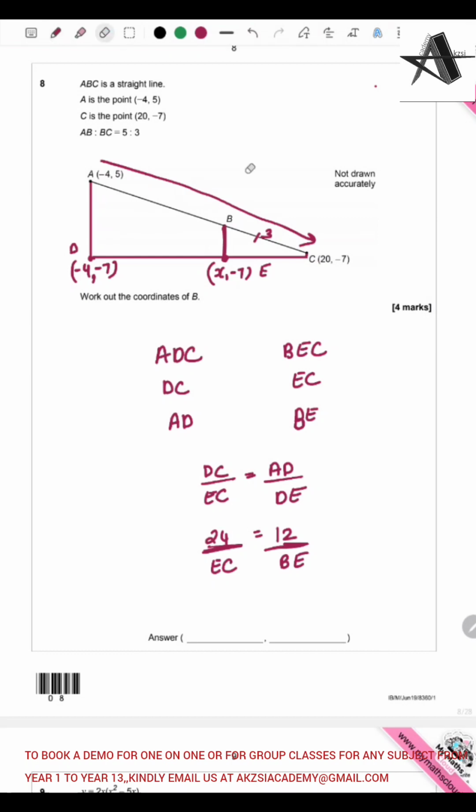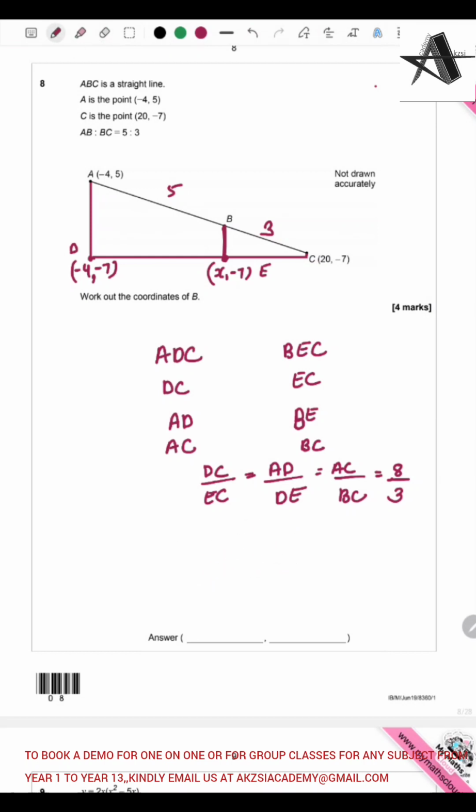See, if I talk about the similar triangles, so DC over EC is equal to AD over DE. Similarly, AC is the length of ADC and BC is the corresponding length of BEC. So it is equal to AC over BC. And AB is 5 parts and BC is 3 parts. So 5 plus 3, that means complete AC is 8 parts. So in place of AC, I can set 8 parts and BC is 3 parts. So I get to know the ratio of each. So I can write now that DC over EC is equal to 8 over 3.